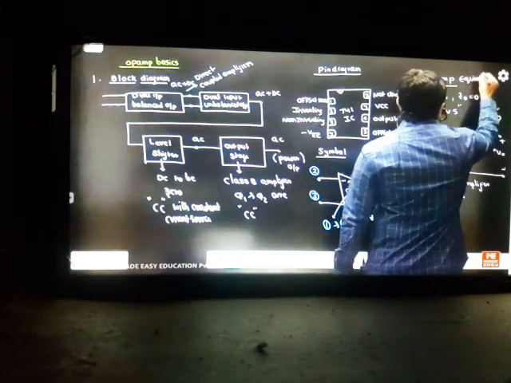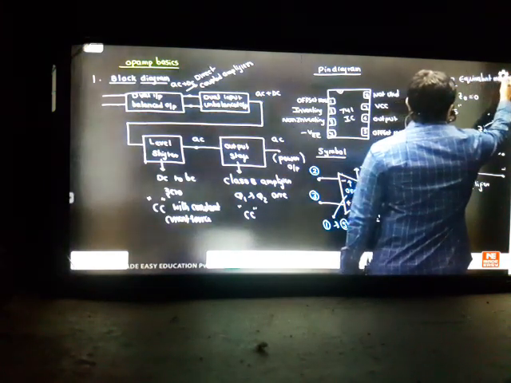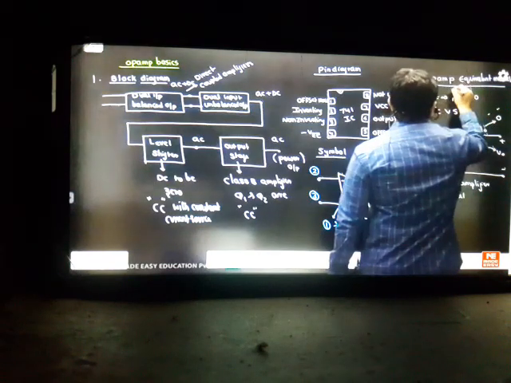This is the op amp equivalent model you can write. Op amp AC equivalent model. Equivalent in my sense is AC equivalent. Right, this is the AC equivalent model.